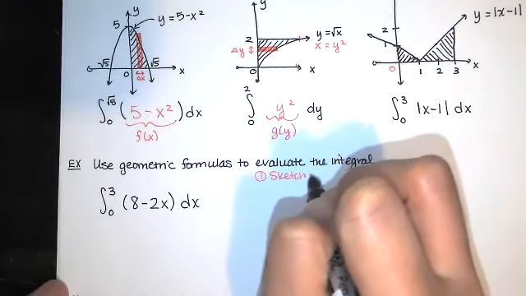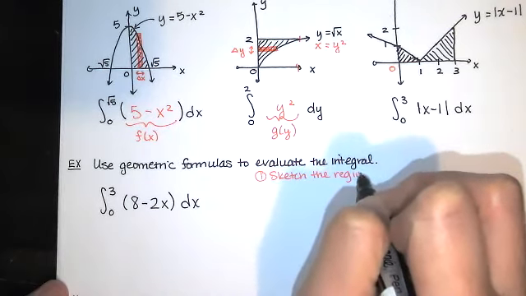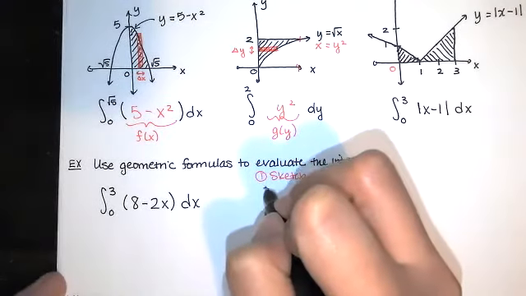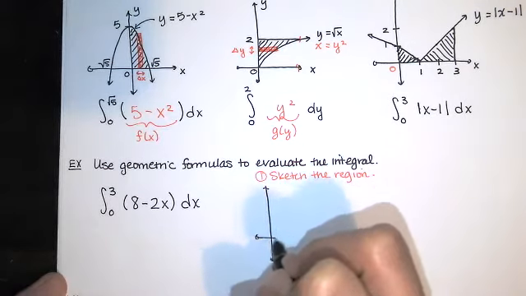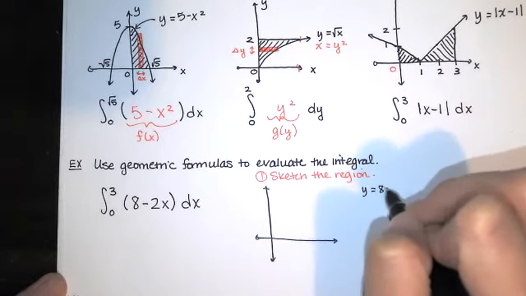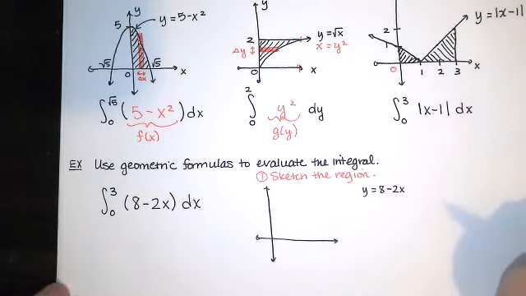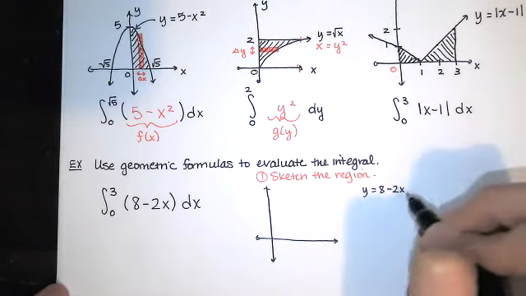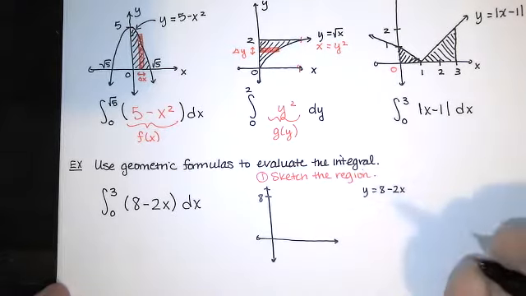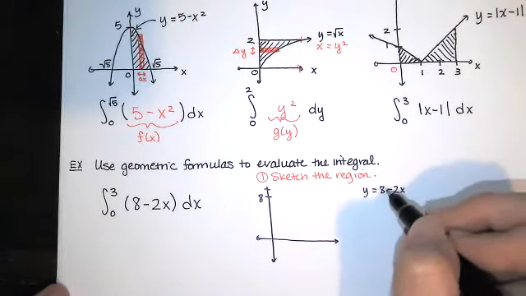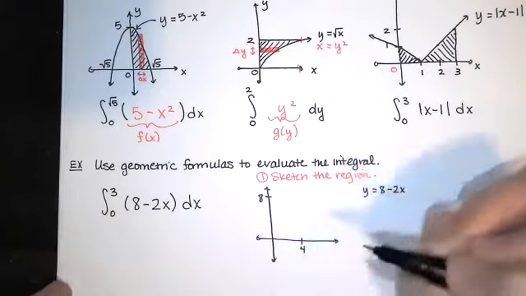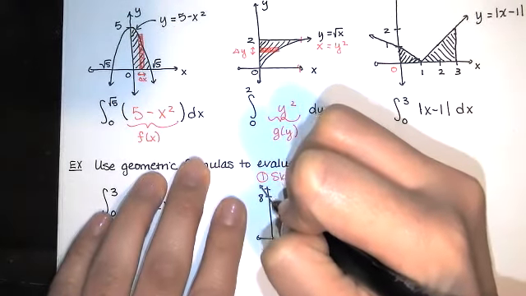We're going to sketch the region. And then once we look at that region, we'll see what formulas are appropriate to find its area. Now this is not to scale probably, but I want to sketch y equals 8 minus 2x. I know right away that's a line. When x is 0, y is 8. When y is 0, we get 8 minus 2x is 0. So 2x has to be 8, so x must be 4. We get a line that looks like this.